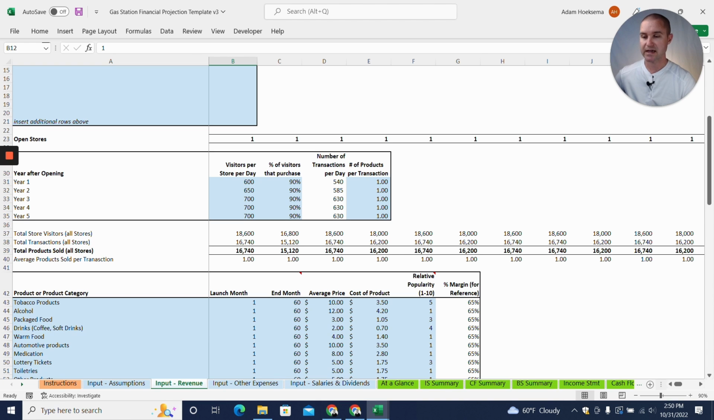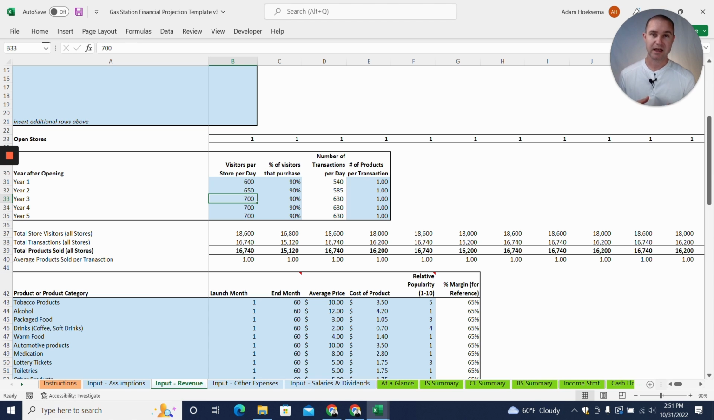Now here we can say how many visitors per store per day do we expect. So what we have done here as a default is assume that, hey, in the first year, maybe the gas station is in a growing trafficked area. And so maybe in the first year, we only expect 600 visitors a day. But as more traffic in the area increases over time, we think we're going to increase our visitors to 650 and then to 700, and maybe we plateau at that average of 700 visitors a day.